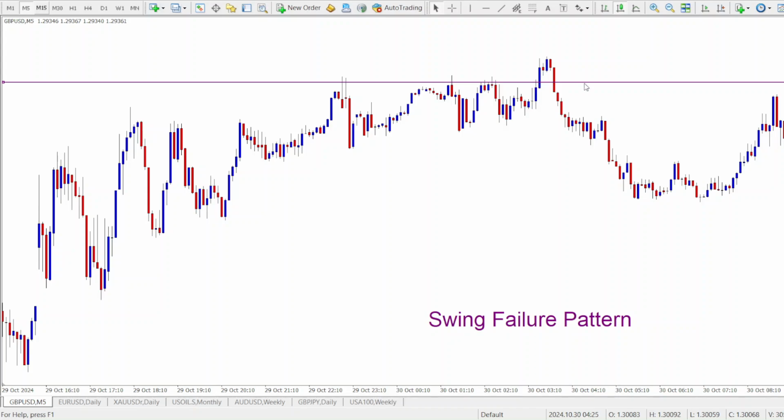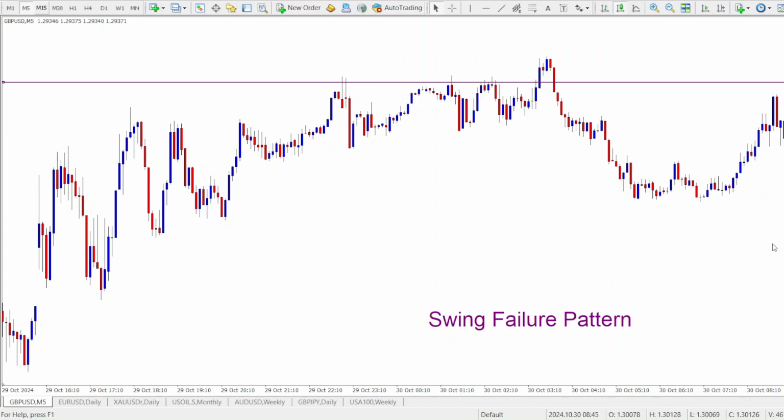So in as much as buyers attempted to push the price beyond this high, they didn't succeed. They failed to maintain the breakout. So that failure signals that the market was running out of steam, and it shows that a reversal was imminent. So now this situation presents what we call a swing failure pattern.